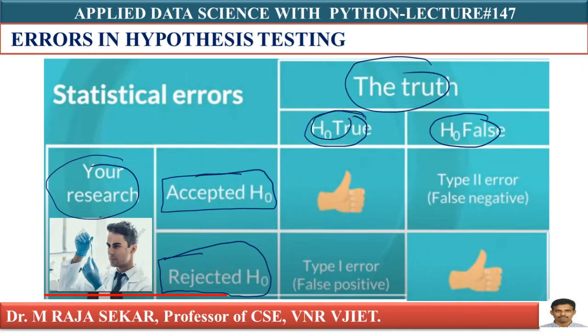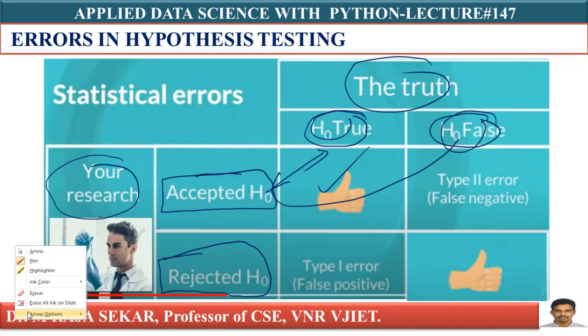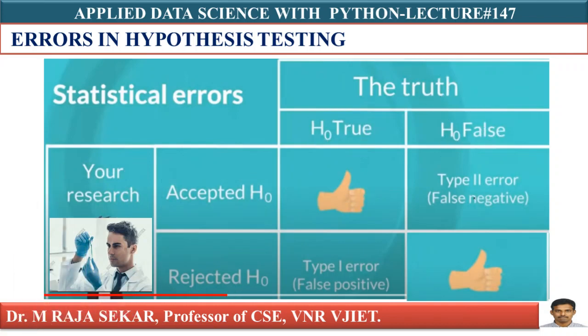If the null hypothesis is true and you are accepting it, then there is no error. But if your null hypothesis is false and you are accepting it, that is a type 2 error. What is a type 2 error? You are accepting a false null hypothesis. That is a type 2 error, which is denoted by beta.